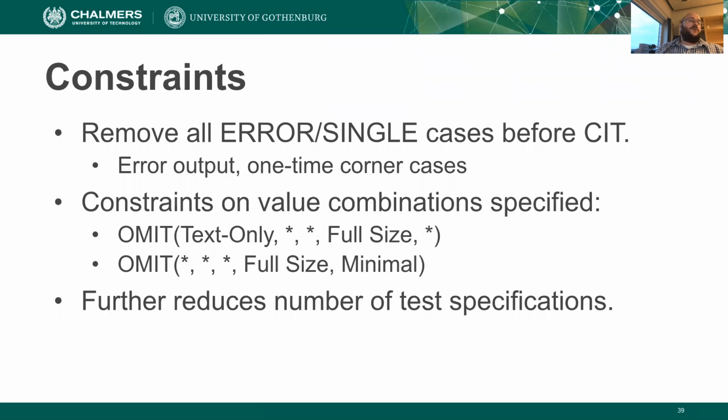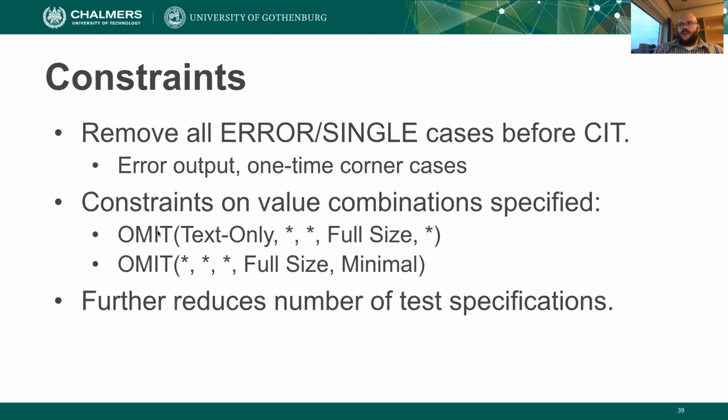Now, so far we've assumed all the combinations are legal. In many cases, not all values for all choices may be allowed. So before we apply this process, what we'll do is remove all those error or single cases like we identified before. And we can state constraints if we want before too, on addition of this, to omit certain combinations of values. So for example, on our website, it may indicate that text-only displays are limited to phone and tablet screen sizes. So you can't have a text-only display on a full-size display. And so we can note this here.